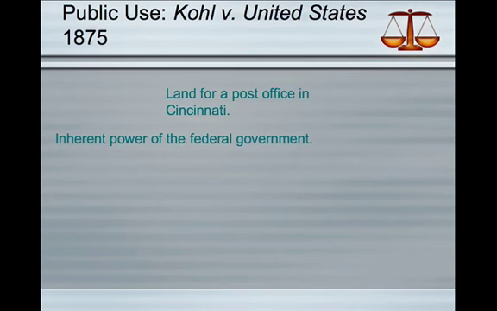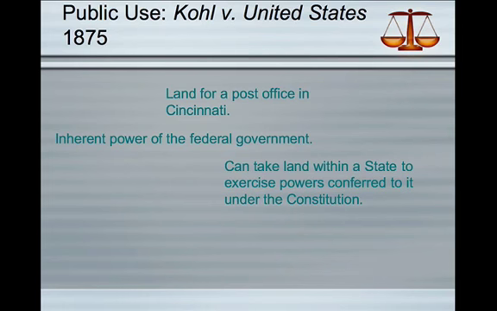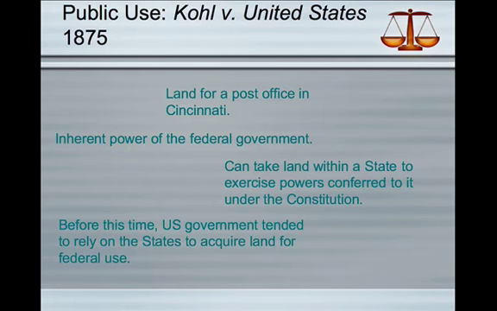So there's land for a post office in Cincinnati, and the courts decided that it was an inherent power of the federal government. It wasn't explicitly listed in the Constitution that eminent domain was one of their powers, but the court felt that it was an inherent power. They can take land within a state as long as they're exercising powers conferred to it under the Constitution.